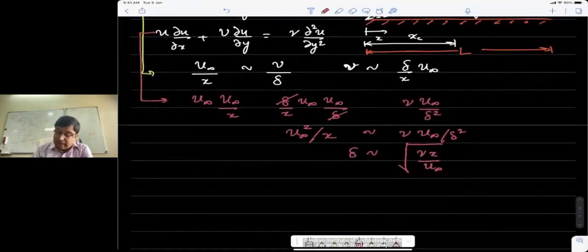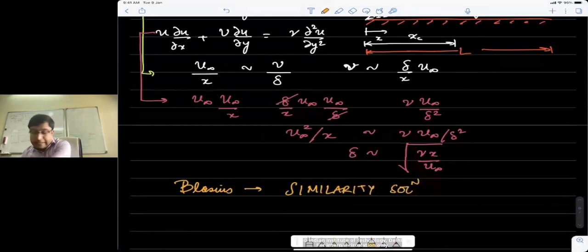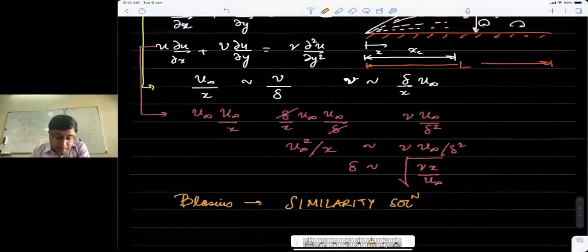Now what Blasius did was he used this idea. So the solution that I'm not going to show you completely, but just discuss in a very shallow manner. Blasius used this idea and he derived what is called a similarity solution for the problem. And the similarity solution was derived by getting rid of the continuity equation first.